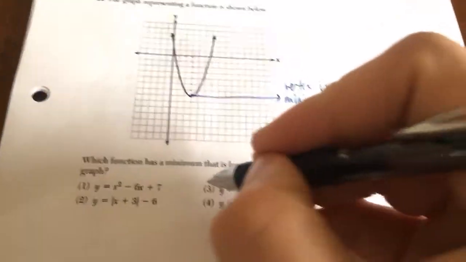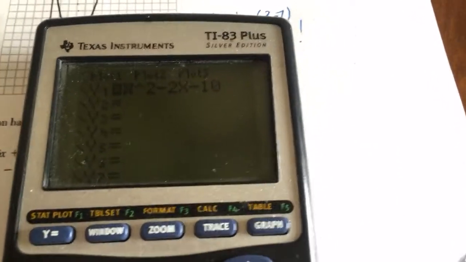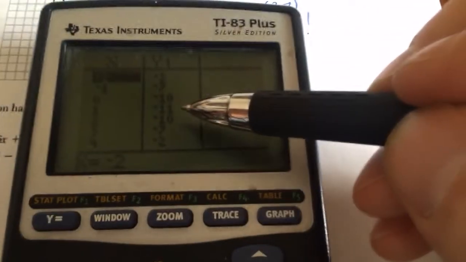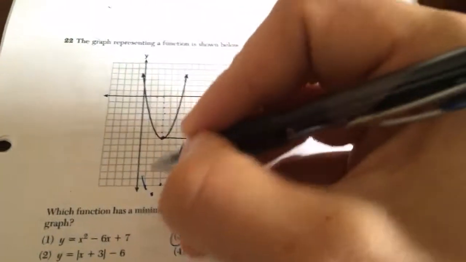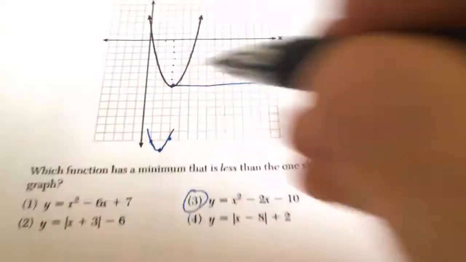I put all these in my calculator and I came up with choice 3. I put in x squared minus 2x minus 10. If I go to my table, notice the lowest value is negative 11. That minimum, it's like way down here. The parabola would look something like that. That minimum is definitely less than that one.